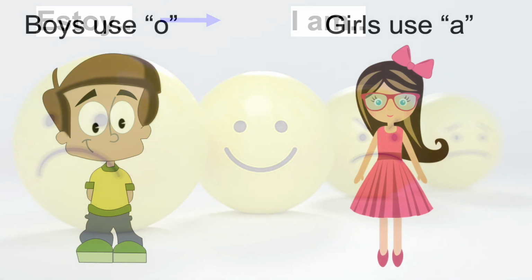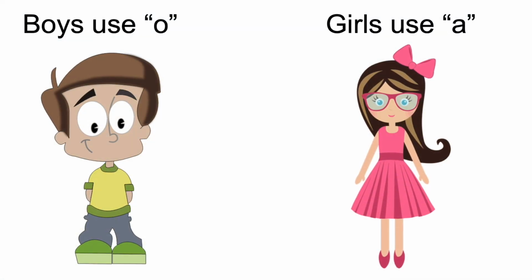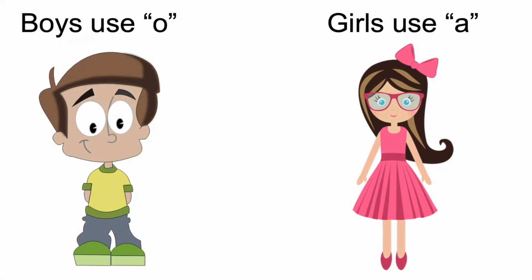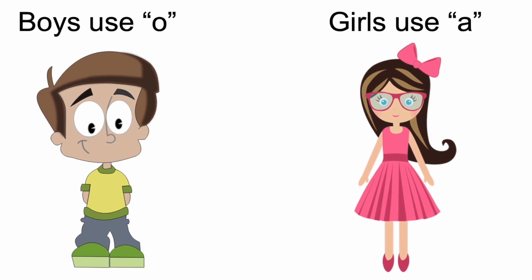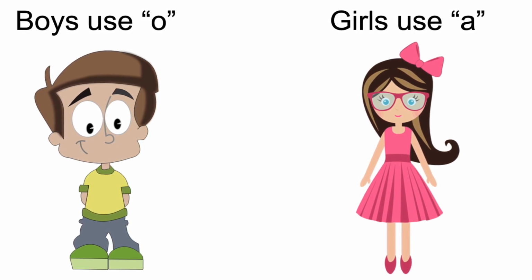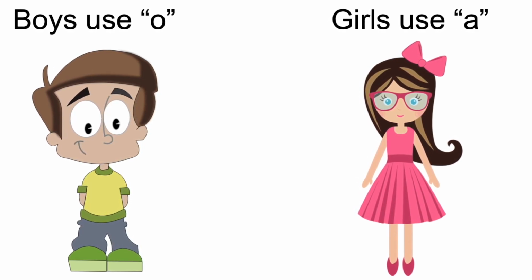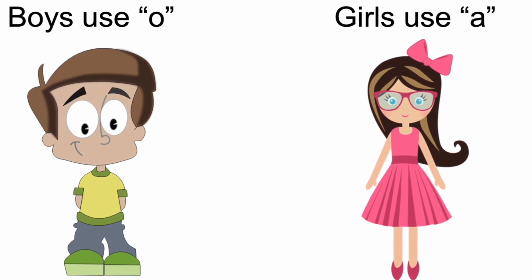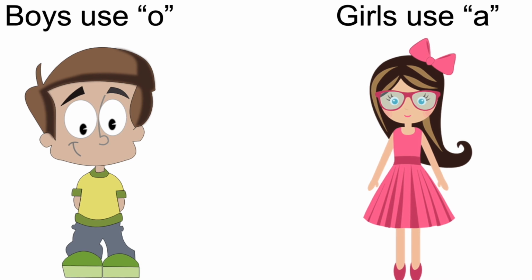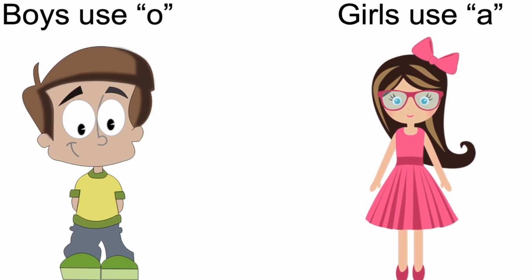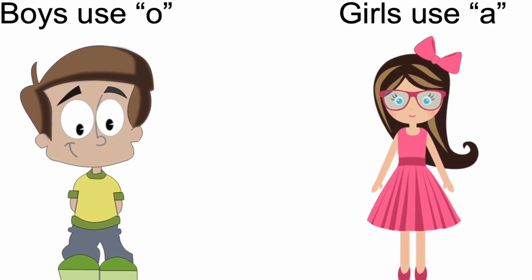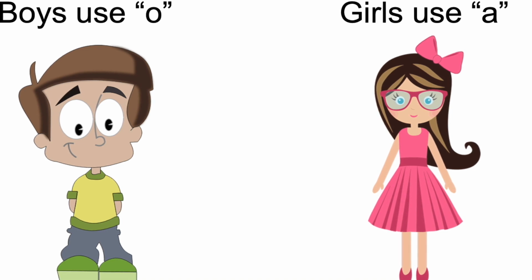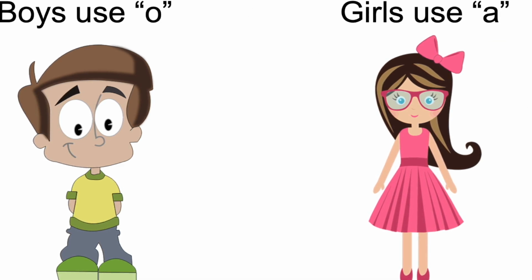So since we know how to say I am, I think it's important to tell you that in Spanish, gender matters. So what that means is boys are going to use O at the end of their adjectives. Girls are going to use A at the end of their adjectives. If you don't quite know what I mean yet, that's okay, because you're going to see it in the examples to come.